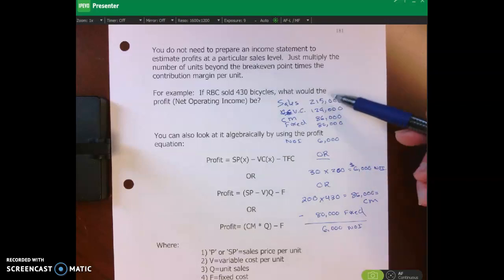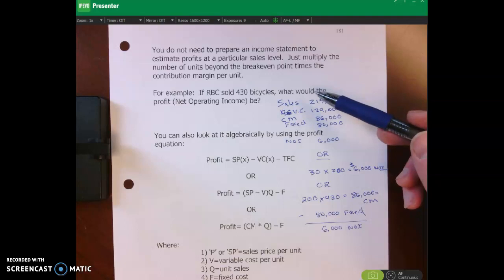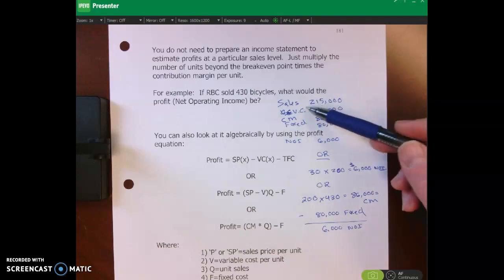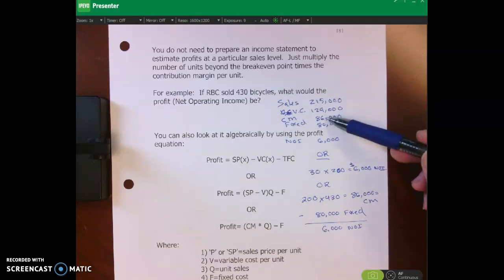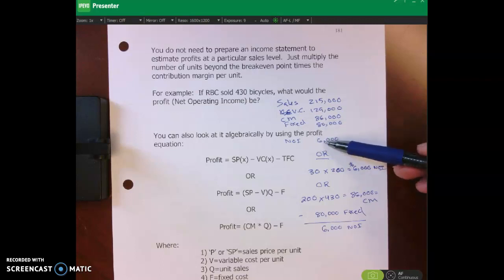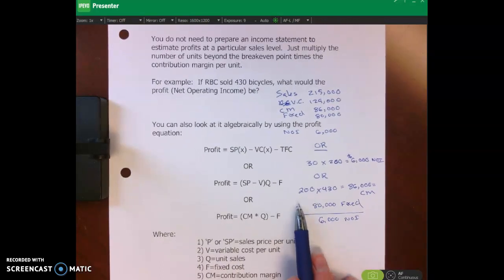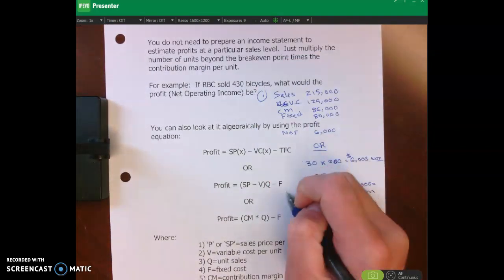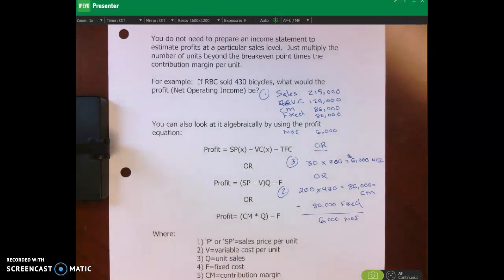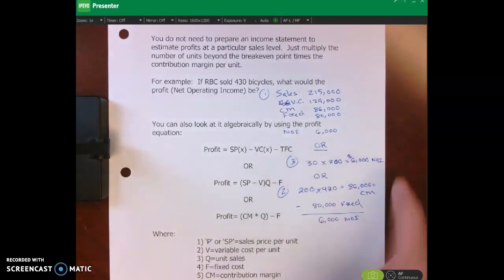To get sales, I multiplied 500, the sales price per bike, times 430 bikes, which gives me $215,000. Then $300 of variable expenses per bike times 430 is $129,000, subtracted, gives $86,000 in contribution margin, minus the $80,000 of fixed expenses gives us net operating income of $6,000. So this is the first way. I'm labeling these 1, 2, and 3 in terms of difficulty. This way is probably the easiest.